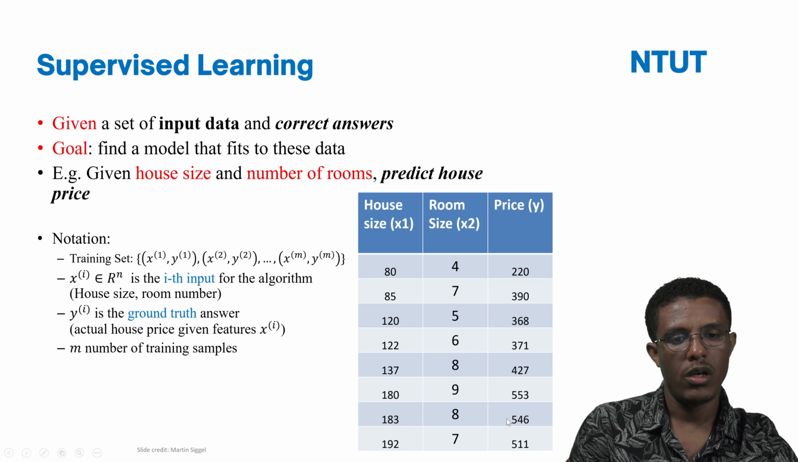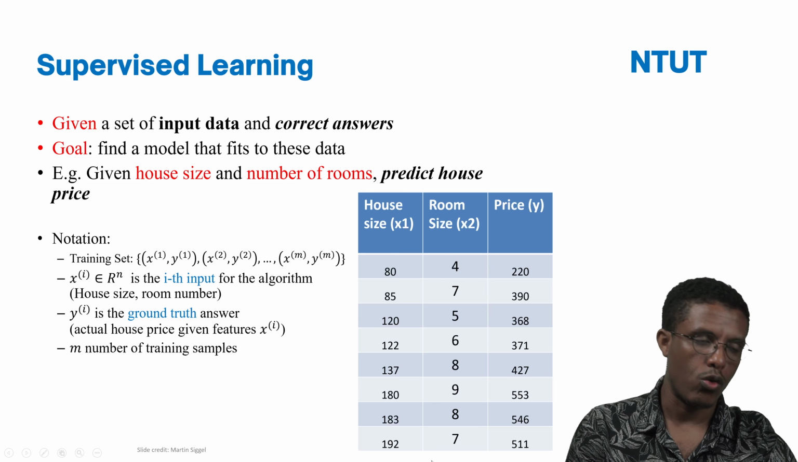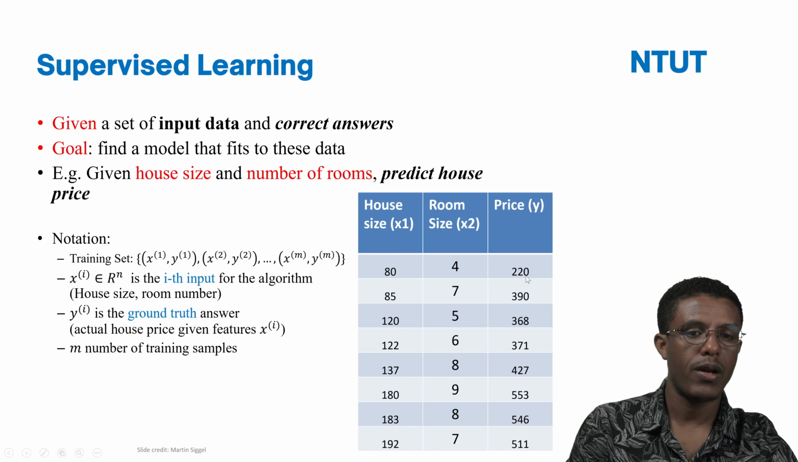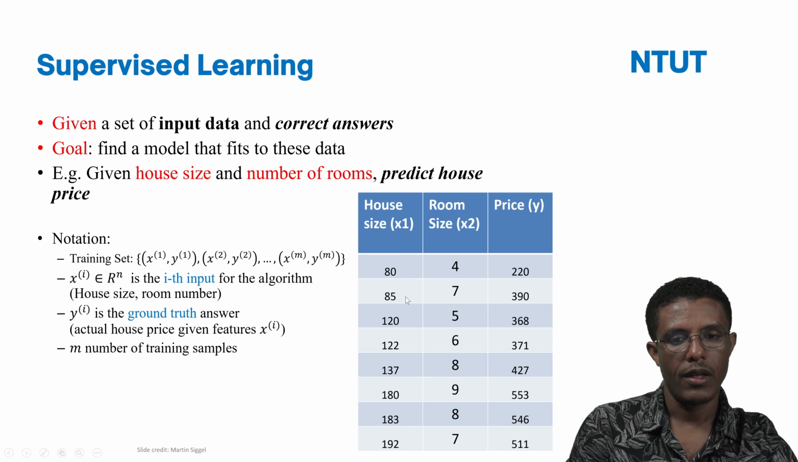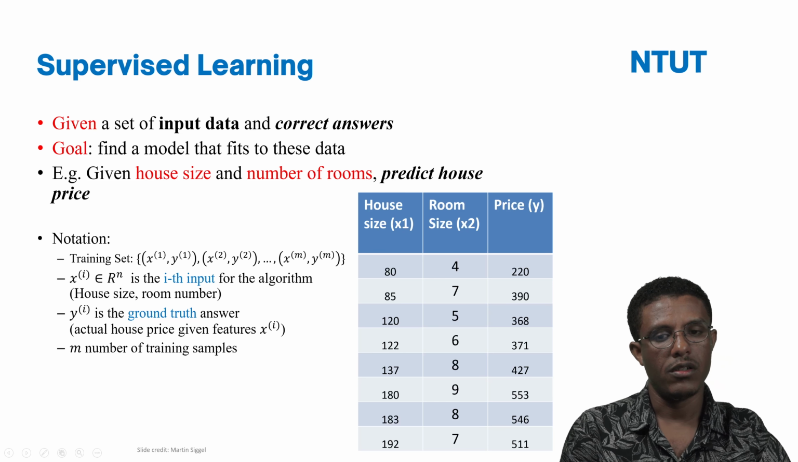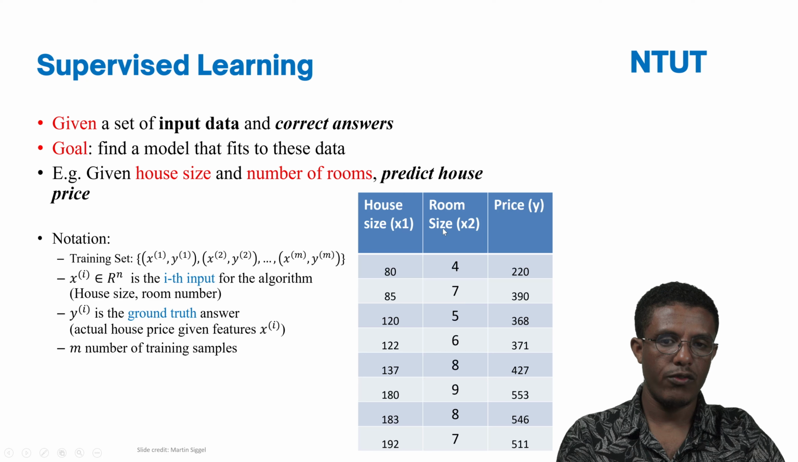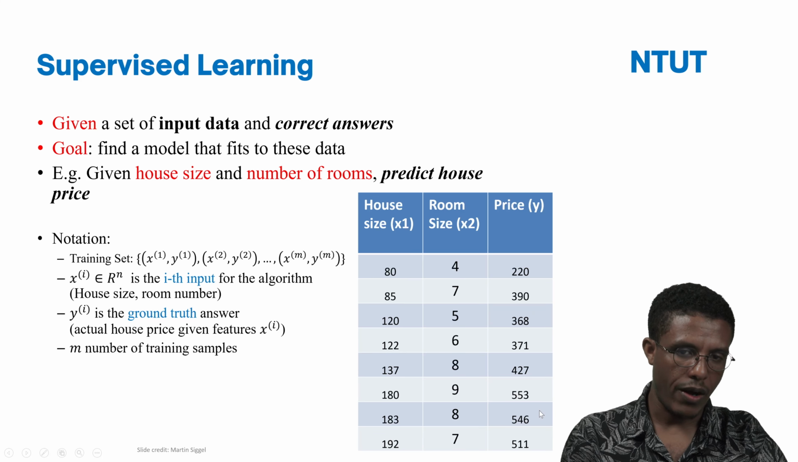So we need to predict the house price based on what? The house size and the room size. That means if the house size is 80 and the room size is 4, the price is expected to be around 220. And if the house size is like this and the room size is like this, the price varies here. It shows that we already know the different features of house size and room size, and we also know the expected price here.